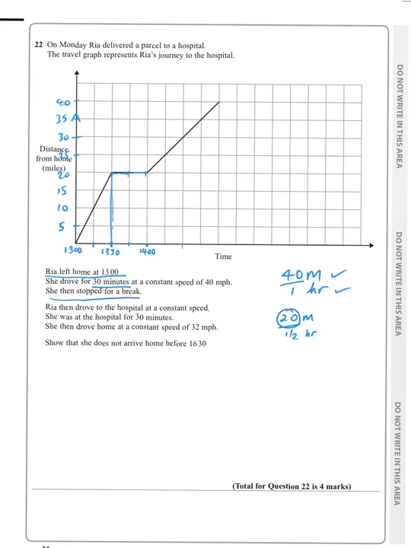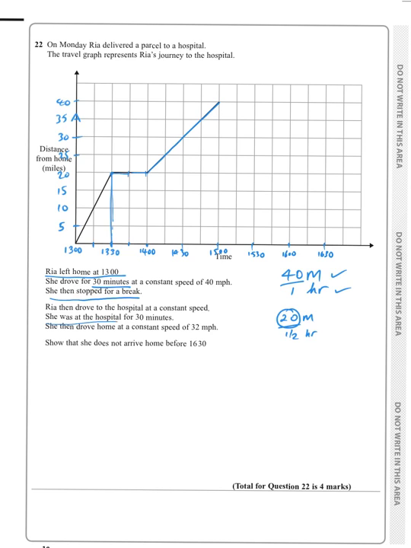So we label the rest of this, so that would be 14:30, and this would be 15:00, 15:30, and then 16:00, and then 16:30 here. So Ria then drove to the hospital at constant speed. So there we go here. It doesn't ask us to work out anything else from here, so we don't need to worry too much about that.